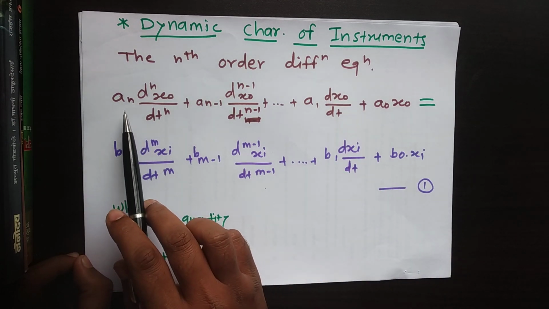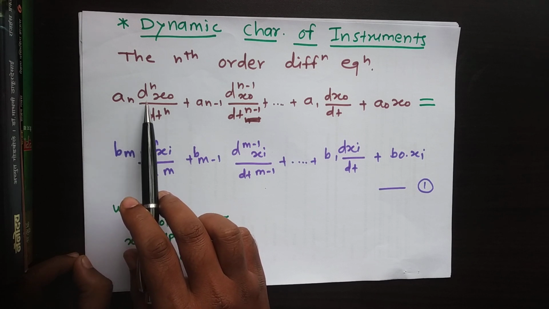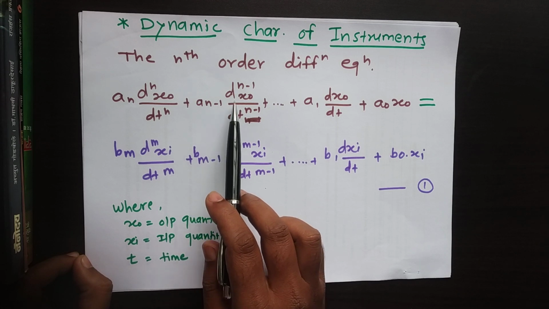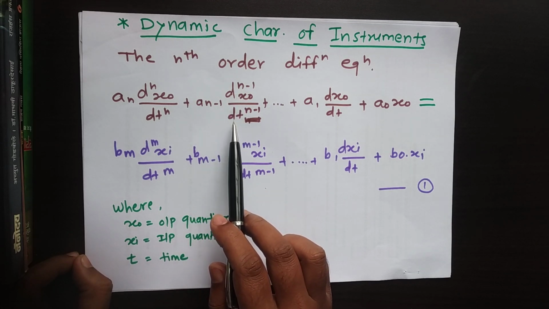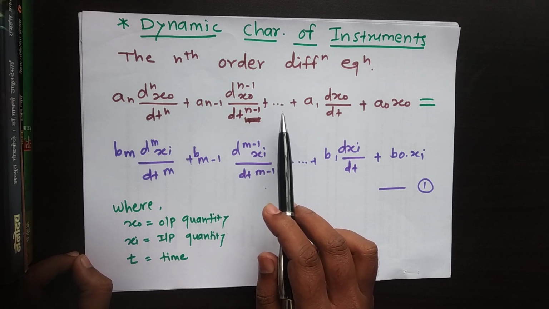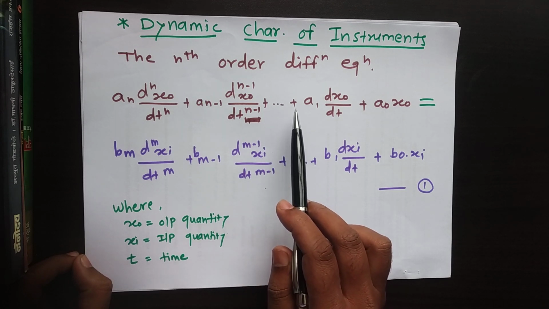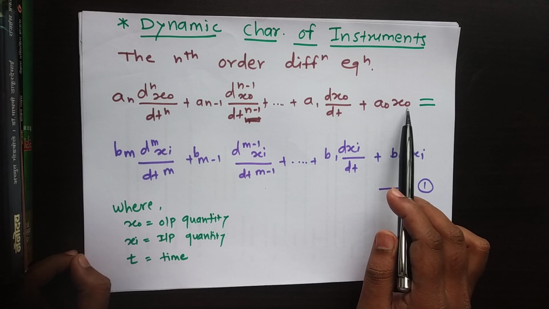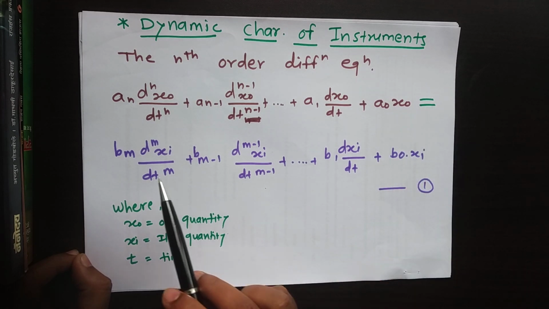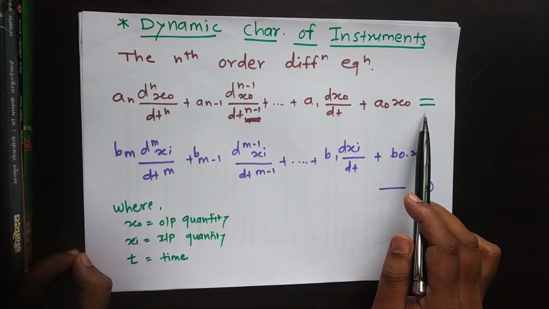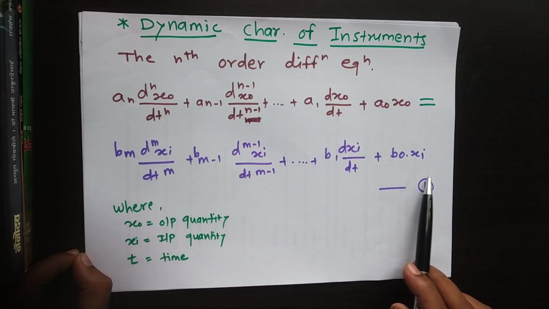So where an dn x0 upon dtn plus an minus 1 dtn minus 1 x0 upon dt n minus 1 plus there are multiple terms. Okay, so we have removed these terms for the sake of simplicity, plus a1 dx0 dt plus a0 x0, and this is equal to your input quantity. So basically this is the output differential equation and this is the input differential equation.